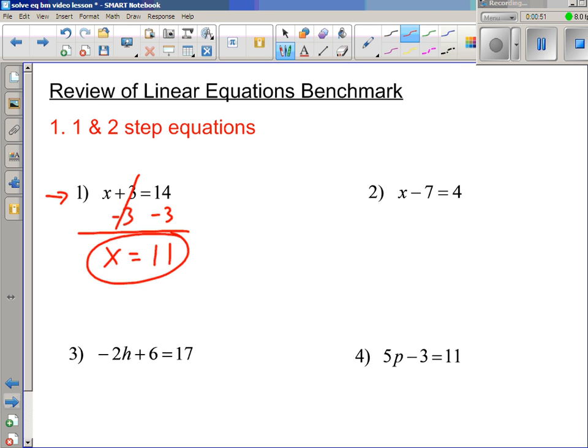For problem number 2, I'm going to ask you to pause and see if you can get the answer as well. Okay, I hope you were able to work this one out. We see that the x has a 7 being subtracted, so we add 7 to both sides, undoing the minus 7, leaving x by itself. 4 plus 7 is also 11. Bit of a coincidence there.